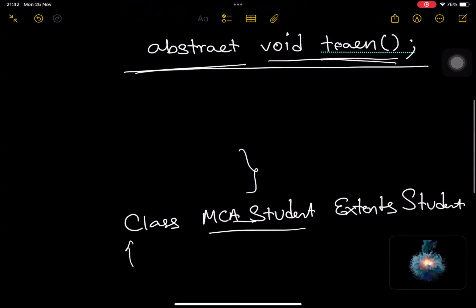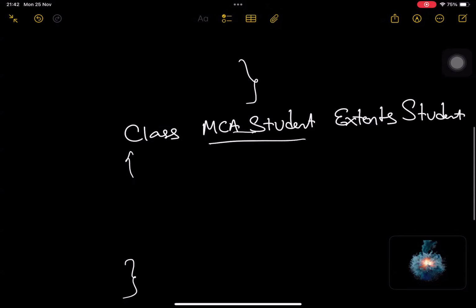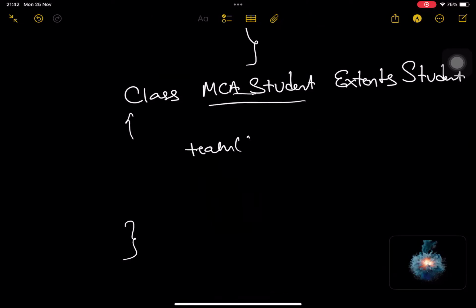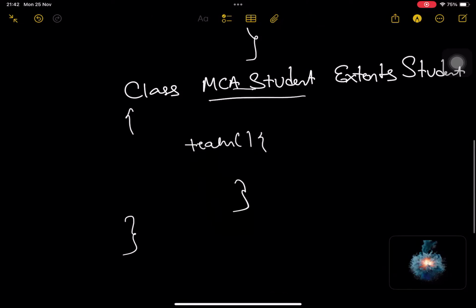So here I have a method called teach. So here you have to write it like this, teach, like that you have to define. Otherwise you will get an error. Basically, when we use the abstract keyword in a superclass, you want a method which you want to force on all your subclasses. Let's say MCA student, BCA student, XYZ, multiple classes you have created. All the classes have to implement that method.